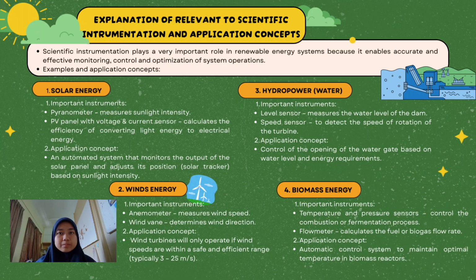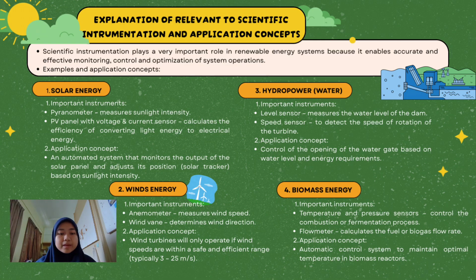Scientific instrumentation plays a very important role in a renewable energy system because it enables accurate and effective monitoring, control, and optimization of the system operation. For example application concepts, firstly, we have solar energy. The important instrument for solar energy is the pyranometer that will measure sunlight intensity.